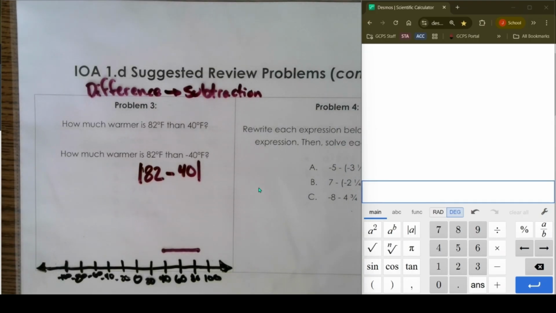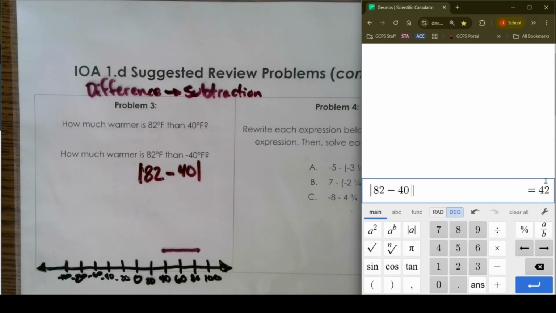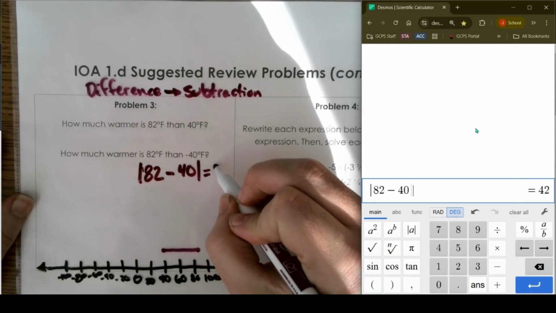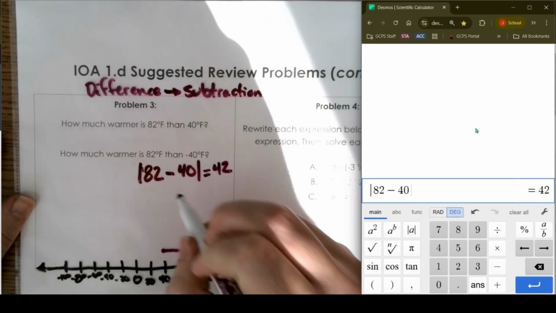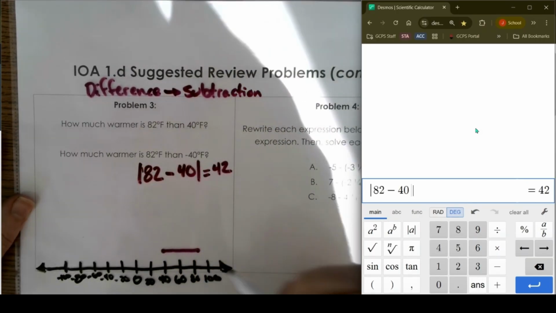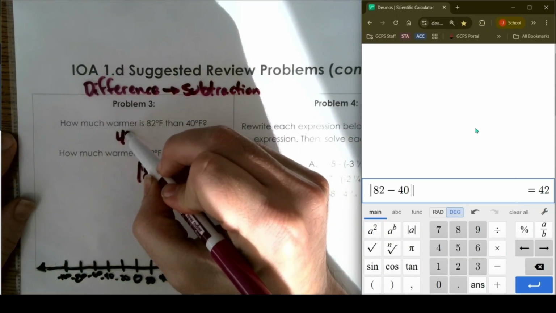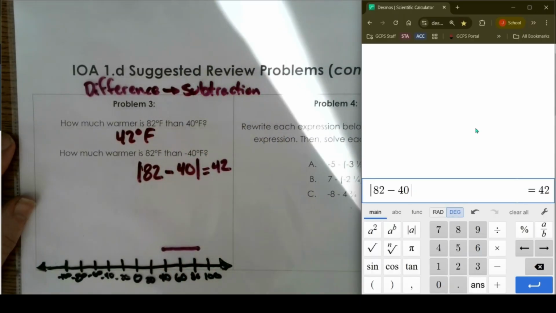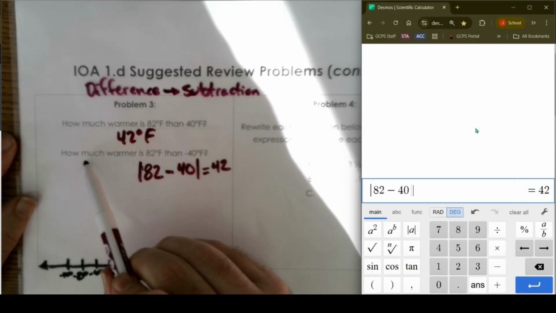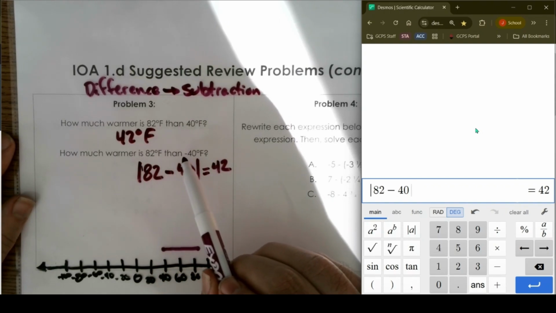So let me put that in my calculator. The absolute value button on Desmos's calculator is right here. So I'm going to press that button and do 82 minus 40. And we can see that the answer is 42, and that is going to be the absolute value of their difference, and it is going to be the distance between those two. So that means how much warmer is 82 degrees than 40 degrees? 42 degrees Fahrenheit.